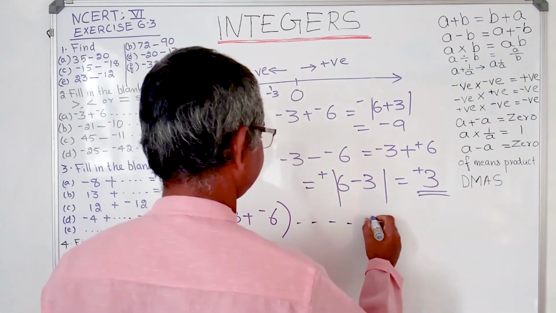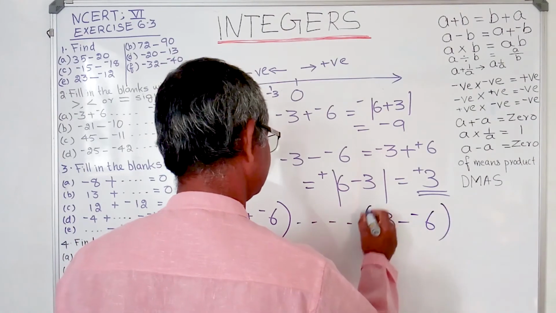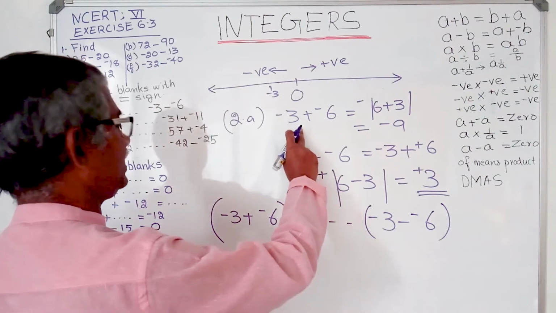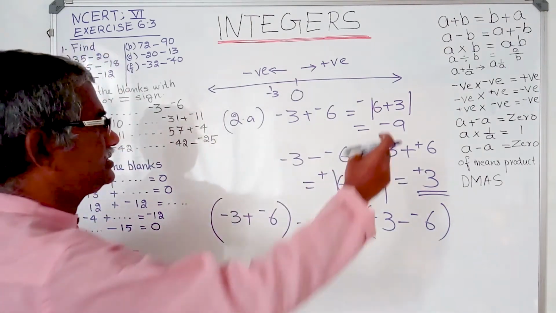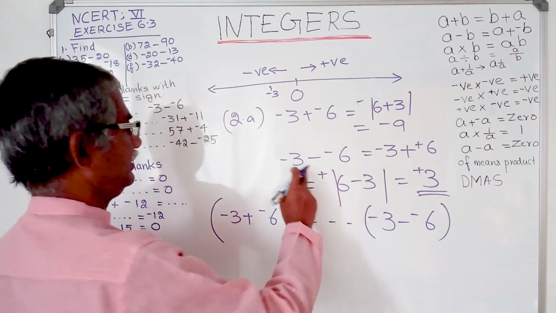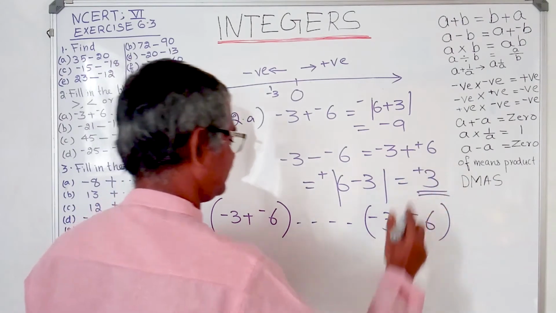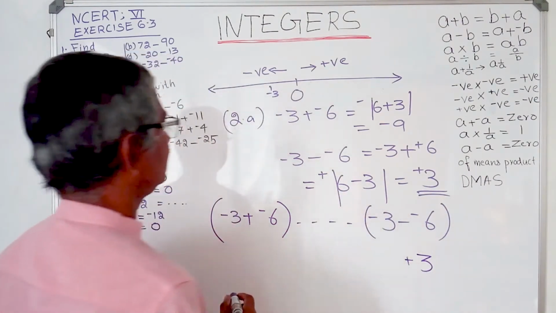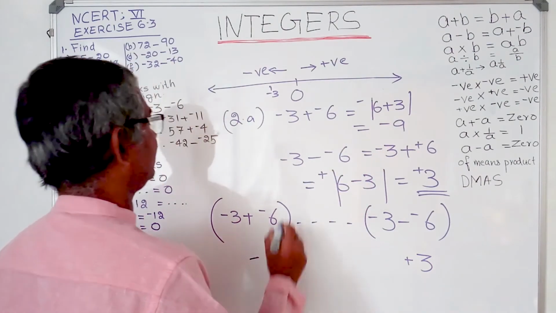Negative 3 minus negative 6. That means negative 3 plus negative 6 is, look, negative 9. Negative 3 minus negative 6 is positive 3. So here the value is positive 3. Here it is negative 9.